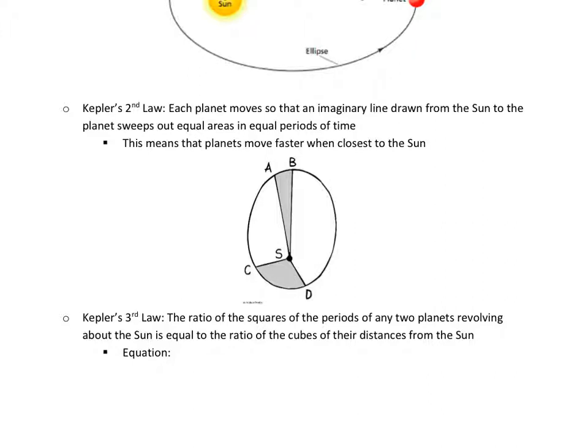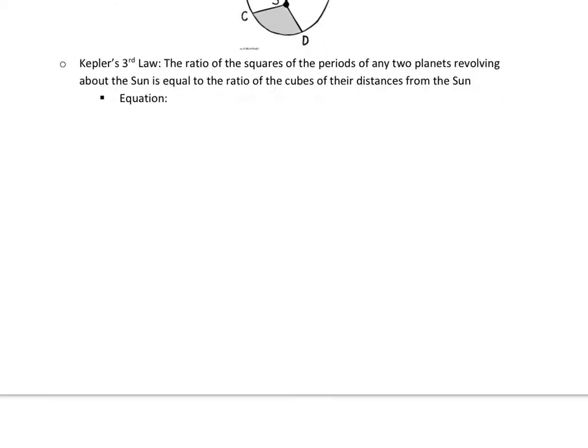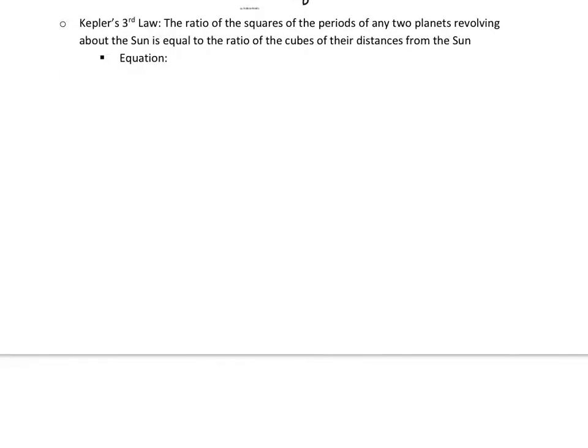And then Kepler's third law, the one that we will be focusing on, tells us that the ratio of the squares of the periods of any two planets revolving around the sun is equal to the ratio of the cubes of their distances from the sun. So that sounds complicated, it's really not. So the ratio of the squares of the periods of any two planets. So that means (TA over TB) squared, and A and B just refer to planet 1, planet 2, is equal to the ratio of the cubes of their distances from the sun. So this equals (RA over RB) cubed. That's it. So Kepler's third law tells us this ratio.